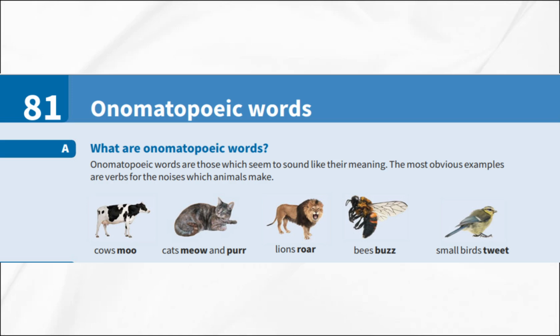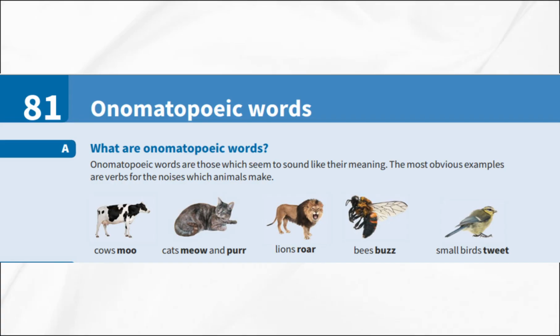Lesson 81, Onomatopoeic Words. Hello and welcome to this lesson. Today, we are going to talk about onomatopoeic words, words that sound like their meaning. These are very common in English and add color and vividness to our descriptions. Understanding and using them will make your English more expressive and natural. So, let us get started.